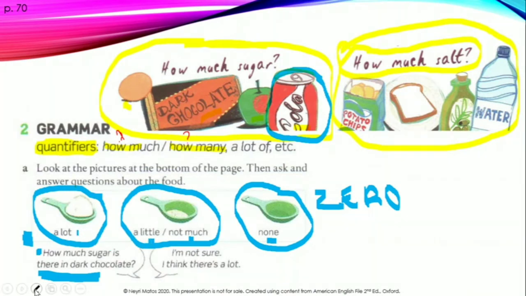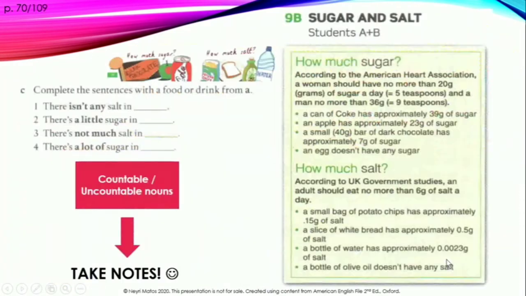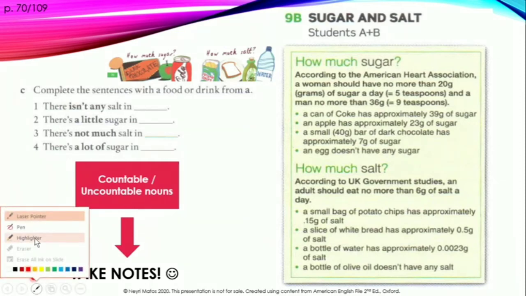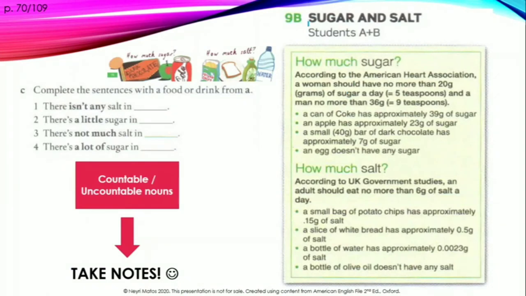So let's continue, right? Here in letter C, we have this activity, right? You have to complete this activity in letter C with a food from this picture in page 70, right? I also used this text that is in page 109, but it's in your material, okay? It's separated, right? So the text is 9b, sugar and salt, right?